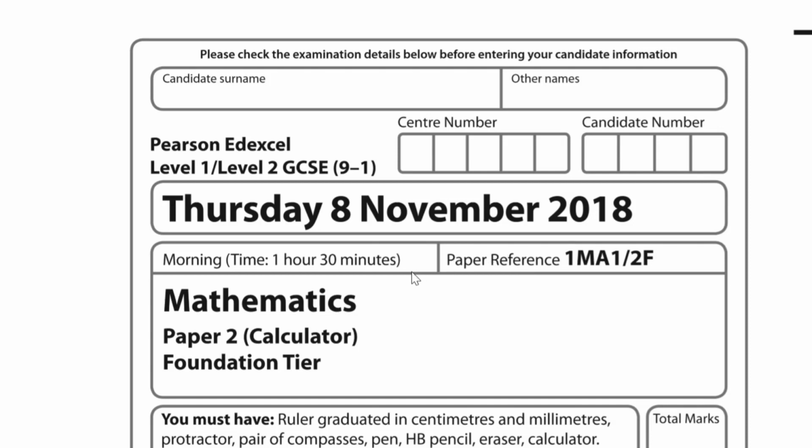This is the Edexcel GCSE 9-1 Maths Paper 2 from the Foundation paper, and it's a calculator paper from the November 2018 series.